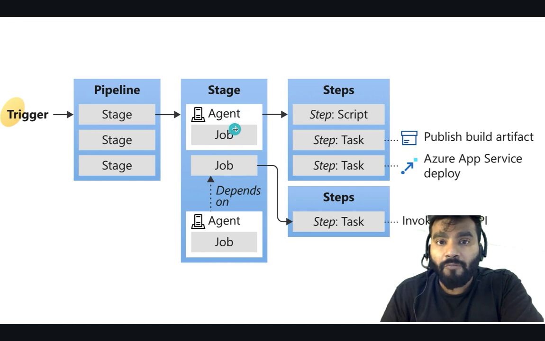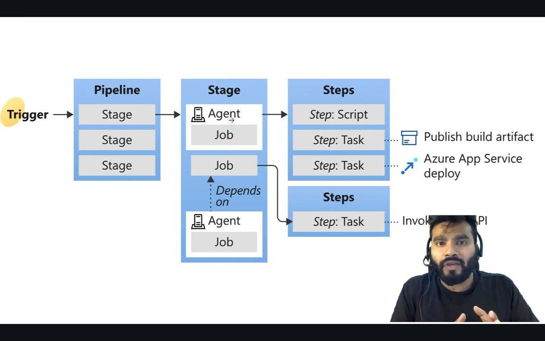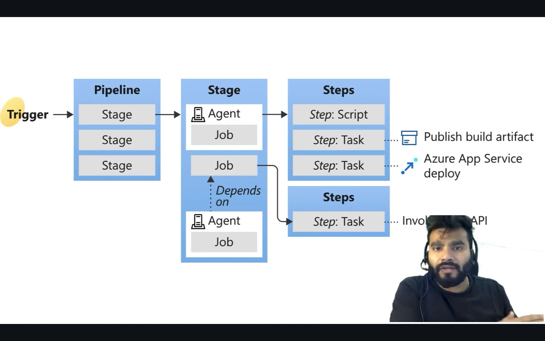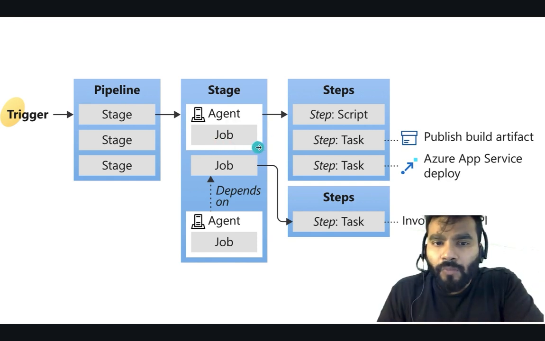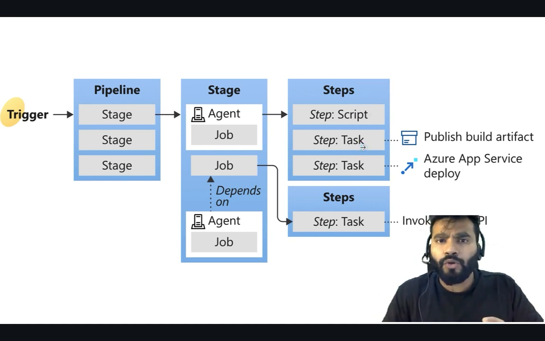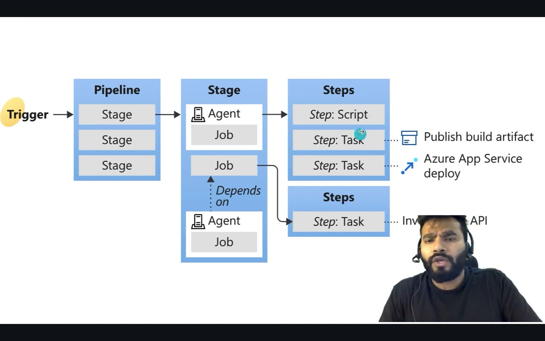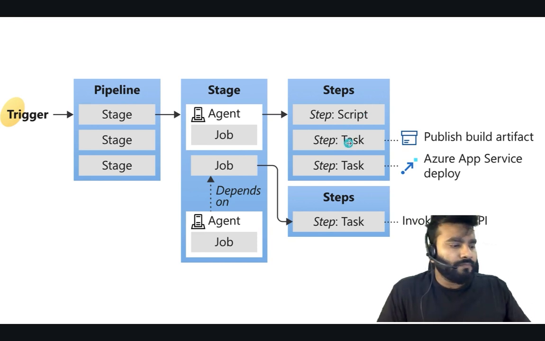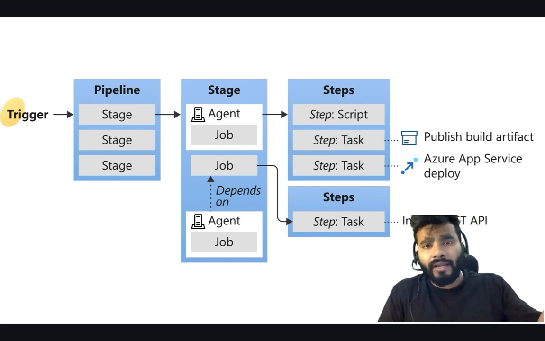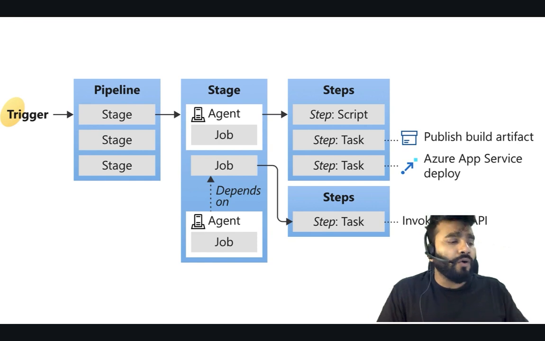Each stage would have multiple jobs running on an agent. Now it is agent over here, it was runner in GitLab and GitHub. Underneath each job or stage, you define all the steps. How do you want to build your application? How do you want to deploy it? Define it under the steps. So this is the entire workflow of how your Azure pipeline is going to look.